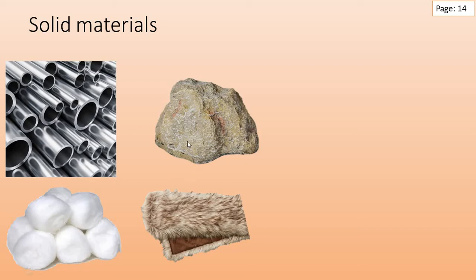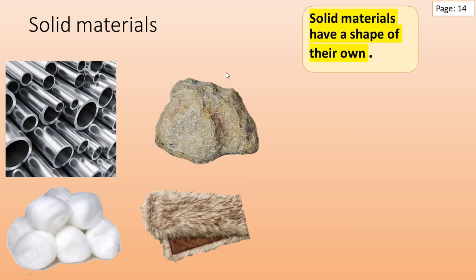Like this rock. Does the rock have its own shape? What do you think? Of course, yeah, it has its own shape. The same for metal, the same for cotton, the same for fur. So all these objects have a shape of their own. So these objects are solid materials. Yeah, solid materials have a shape of their own.